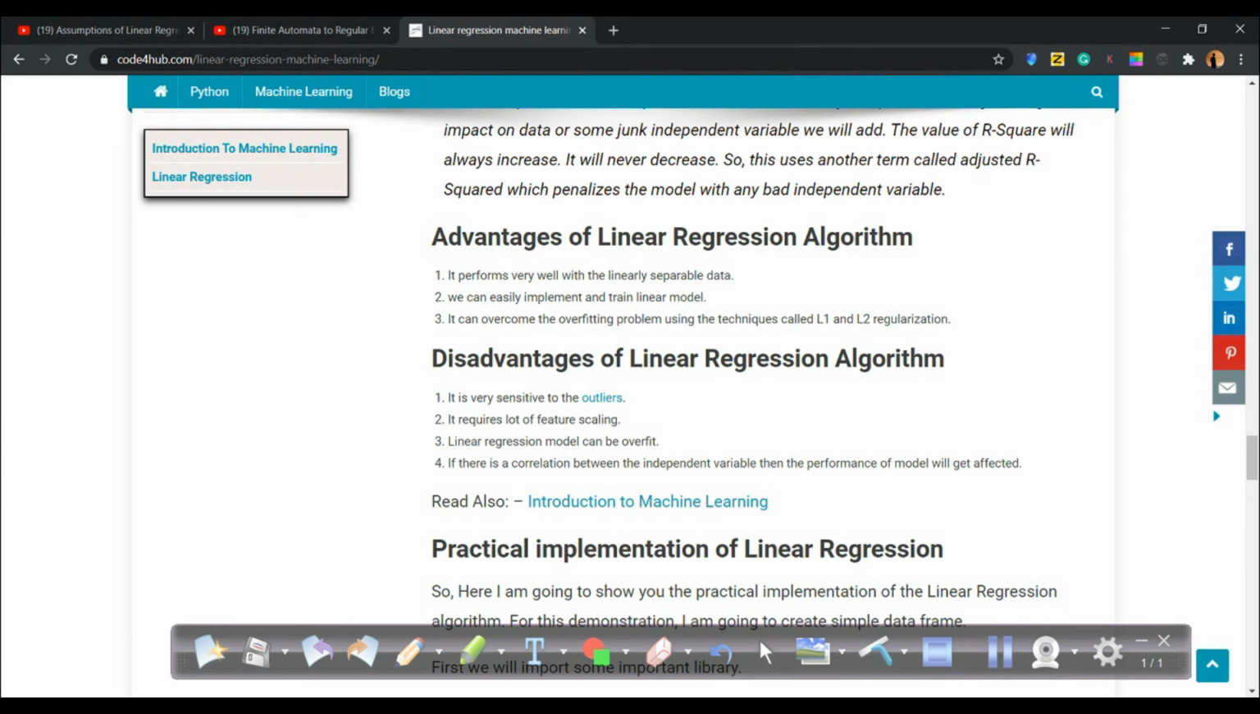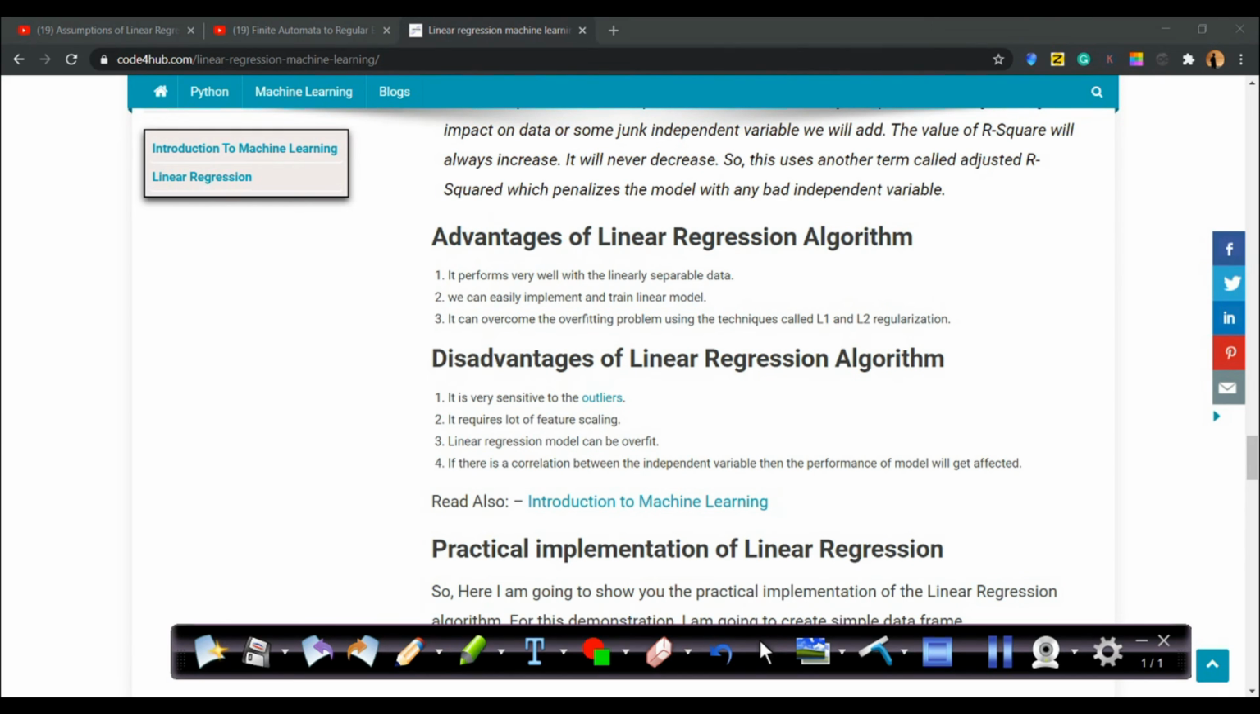So now let's come to the advantages and disadvantages of linear regression. What is the first advantage? It performs very well with linearly separable data, meaning that data are linearly separated using a specific line. And the linear regression model is easy to train.